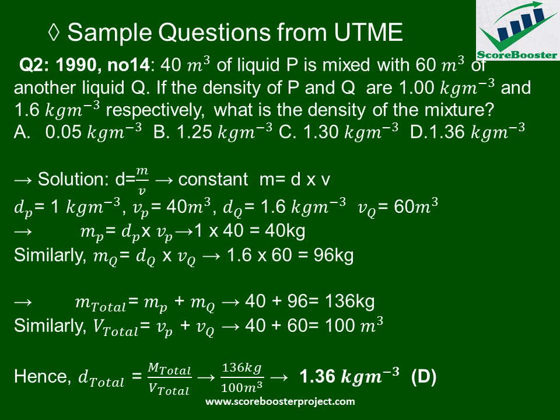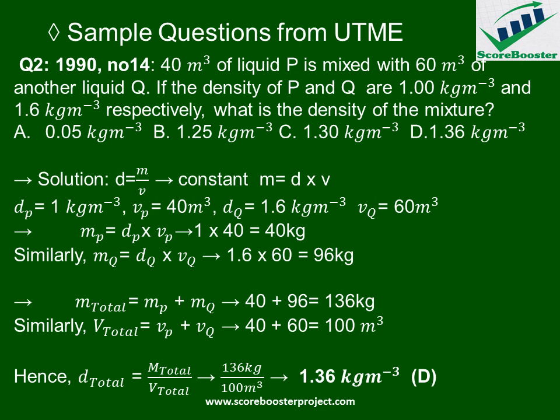Similarly, if we apply the same thing for liquid Q, that will lead us to mq, that is mass of liquid Q, equals density of liquid Q, which is dQ, times volume of the liquid Q, which is phi Q. If we substitute for that also, our mq will be dQ, which is 1.6 times phi Q, which is 60, and that will give us 96 kg.